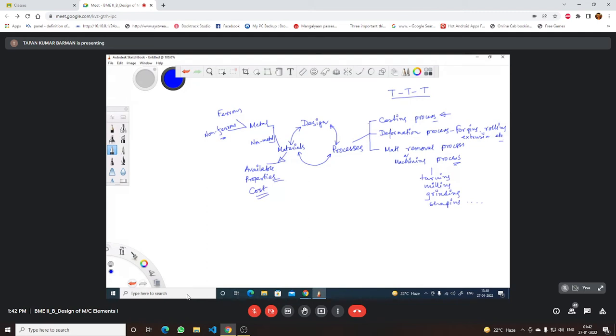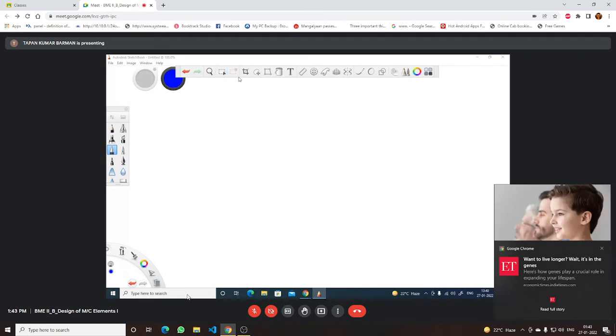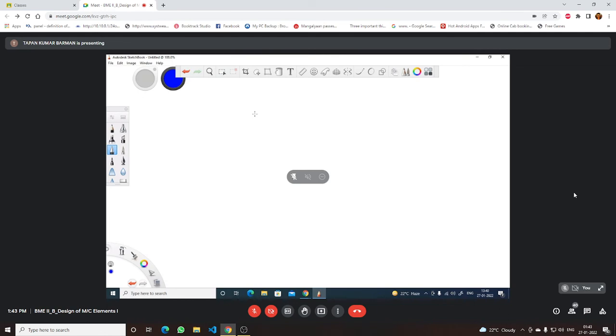Also, for the materials, we have to know what properties we should consider at the design stage. What is the function of the component? At the same time, what material properties do we require for that purpose? So now, if this point is clear to you, we may start with the material properties. Is there any question from your side? No, sir. Now, we may start with the material properties.